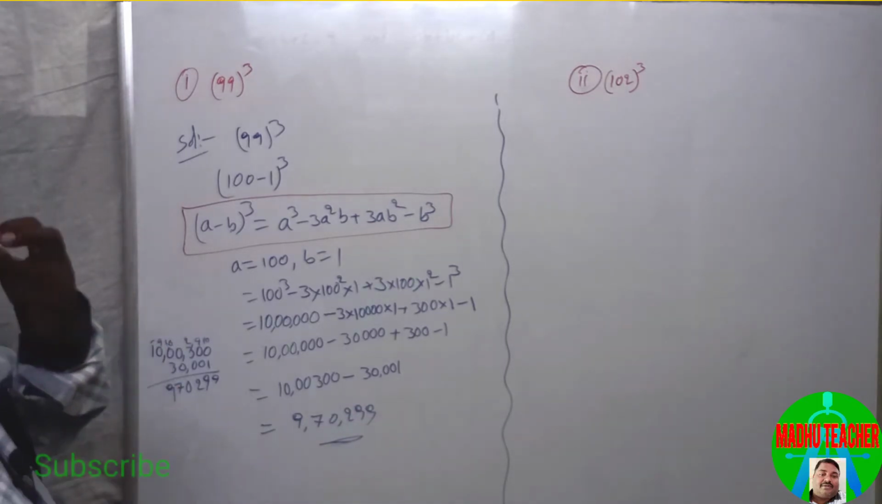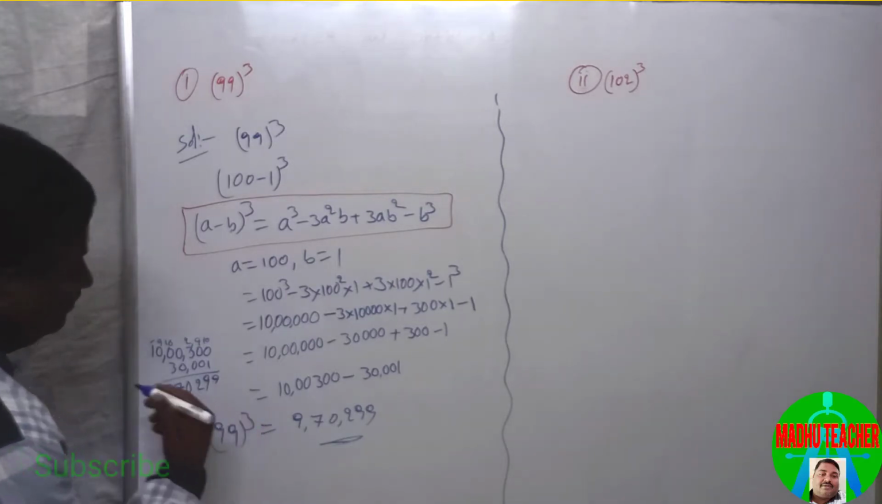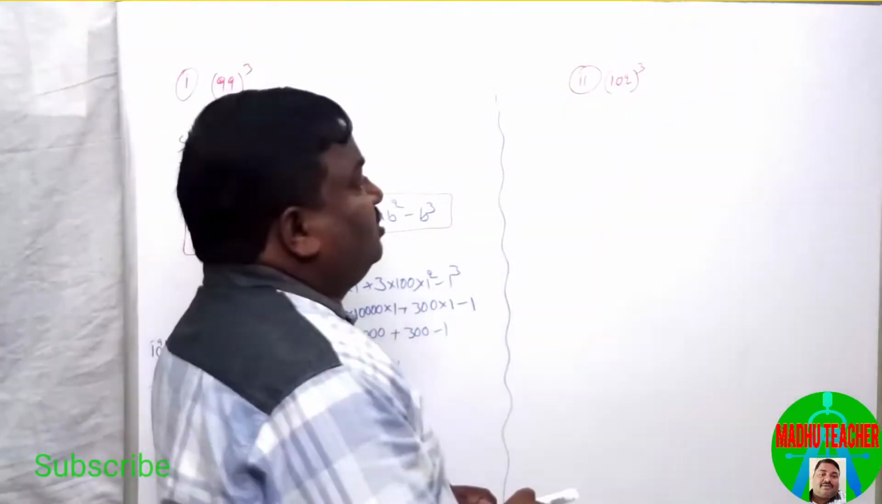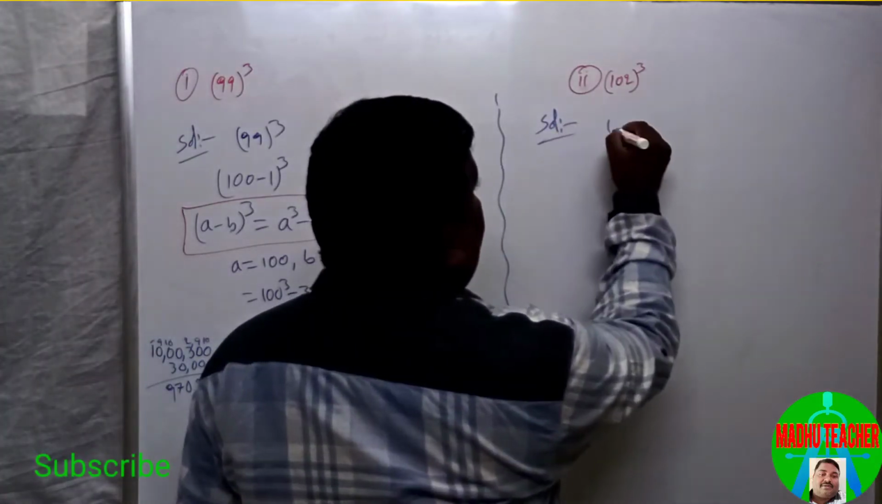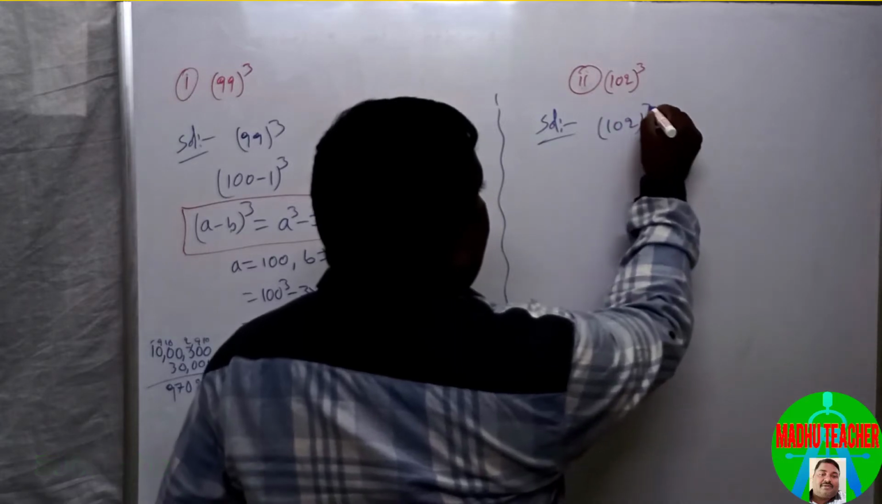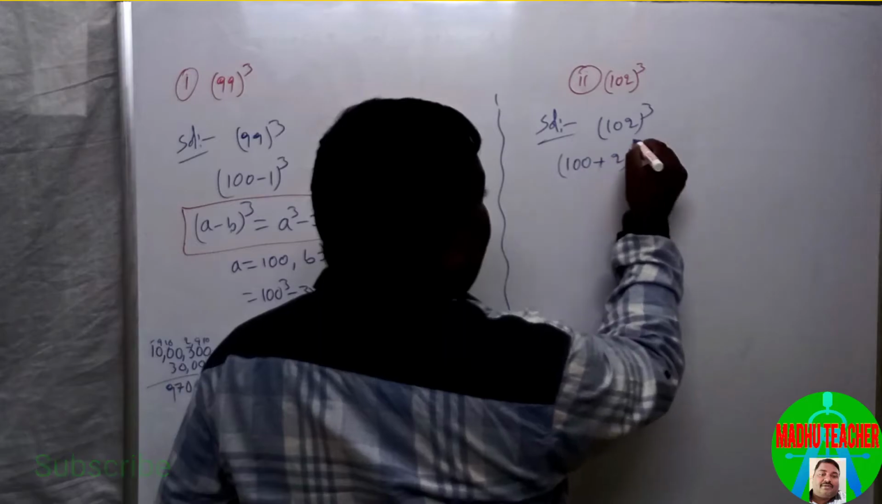So next, what is this? 99 whole cube equal to. Okay. Second one is 102 whole cube. That is 102 whole cube. This you can write as 100 plus 2 whole cube.